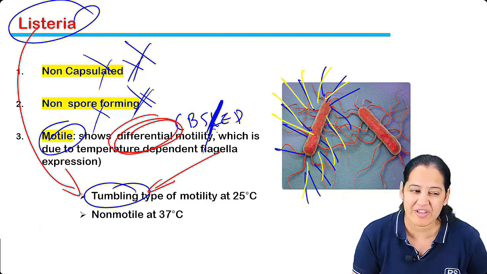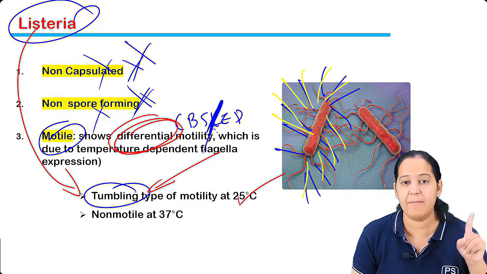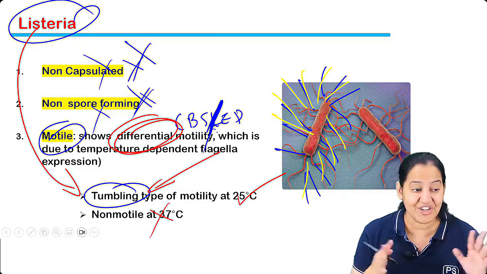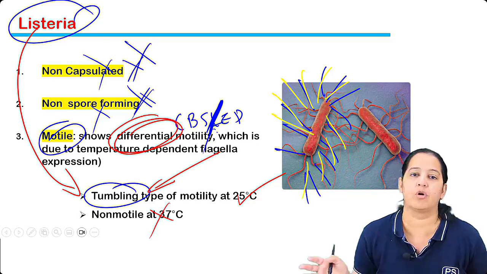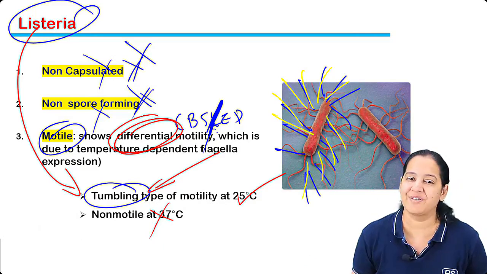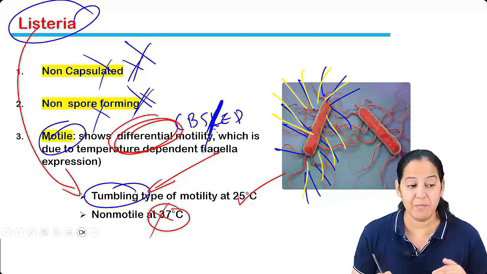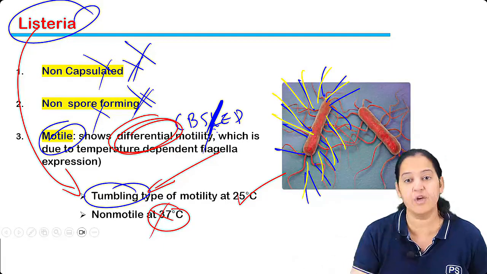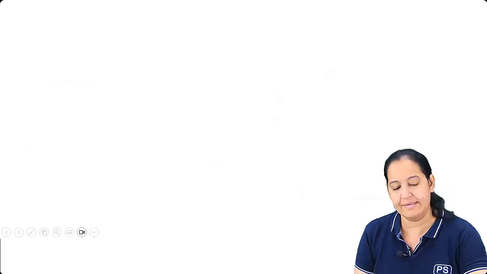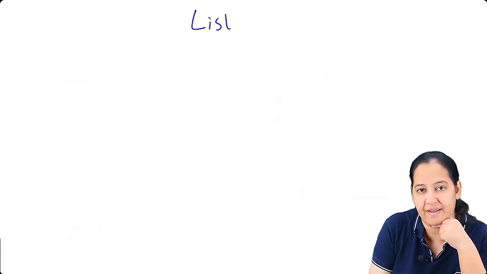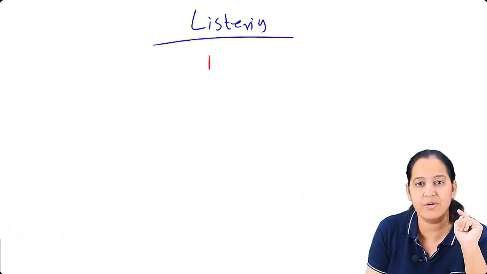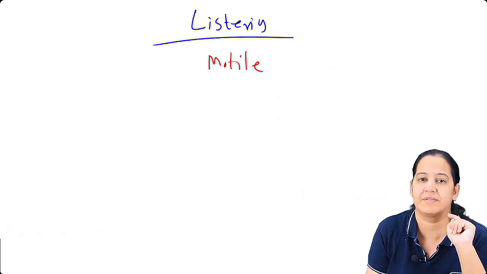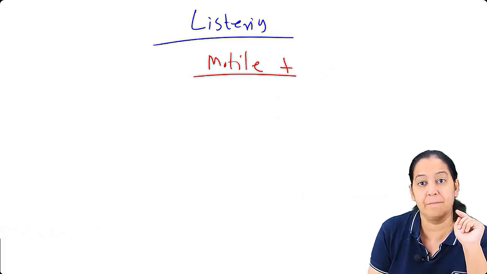Number two, motility is differential. What do you mean by differential? It is motile at 25 but not at 37. It is differential temperature. What is the human body temperature? 37. So in the human body, it's never motile, but outside the human body, it's motile. So I learned that Listeria is a gram-positive bacilli, motility is present by peritrichous flagella.